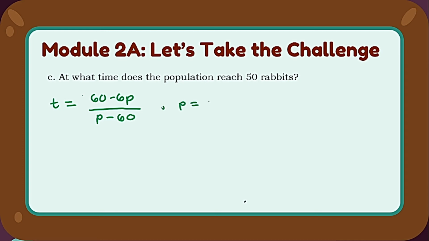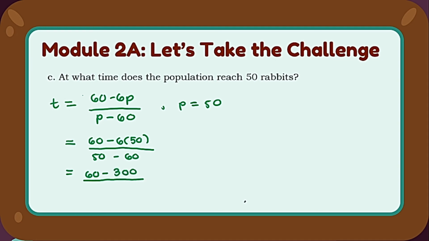Therefore, p is equal to 50. Pwede na ba tayong mag-substitute? Pwedeng-pwede na. So, 60 minus 6 times 50 all over 50 minus 60. Okay? Compute na natin. 60 minus, what is 6 times 50? 6 times 50 is equal to 300. Tama. How about the denominator? What is 50 minus 60? That is negative 10, correct?